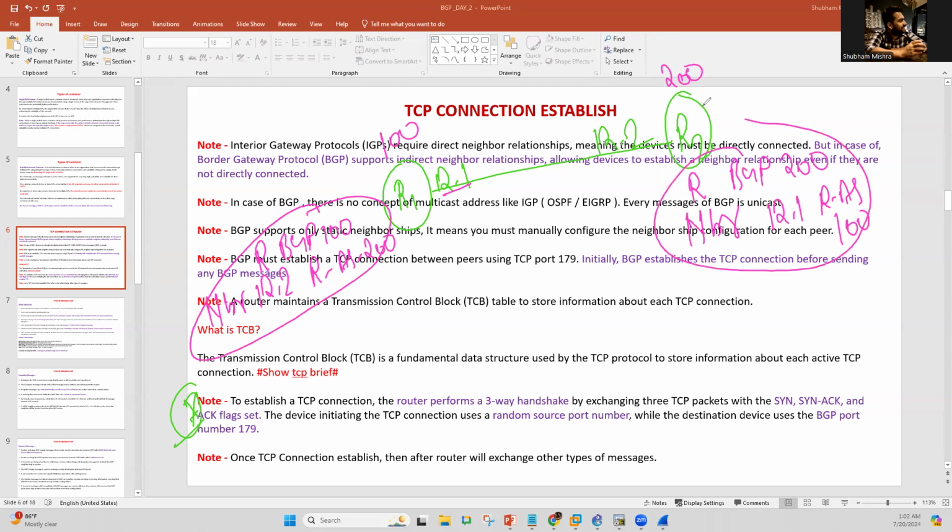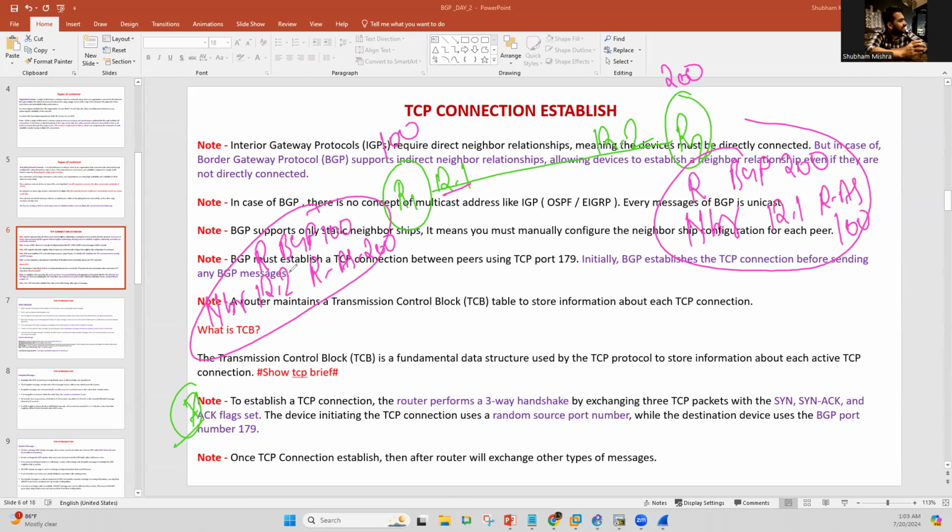Now what will happen? Anyone? See the things what will happen, guys. I configure the BGP here, okay? And I already told you, there are multiple types of messages in BGP, like open message, keepalive message, update message, many messages. But I told you, before sending any type of BGP message, both routers establish a TCP connection. I hope you guys already know about TCP connection. Generally, how will a TCP connection establish? If you guys don't know, I am telling you here, please understand very carefully.